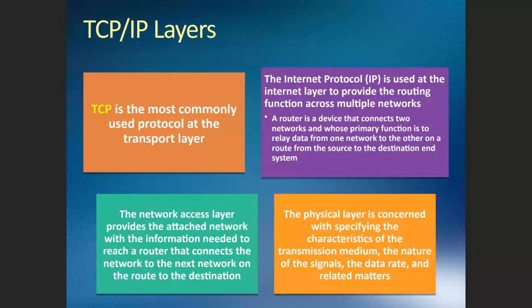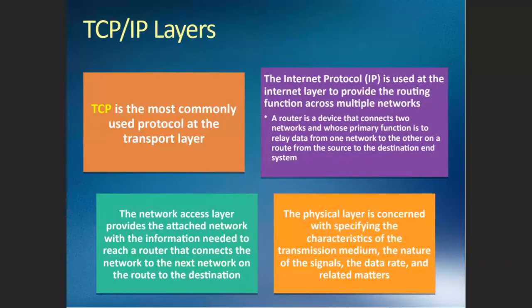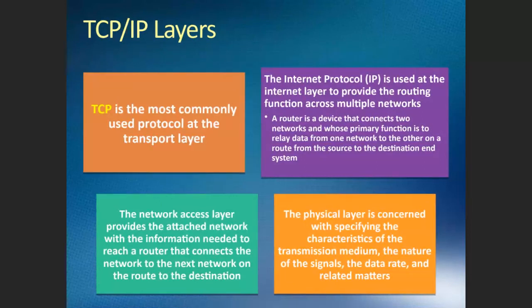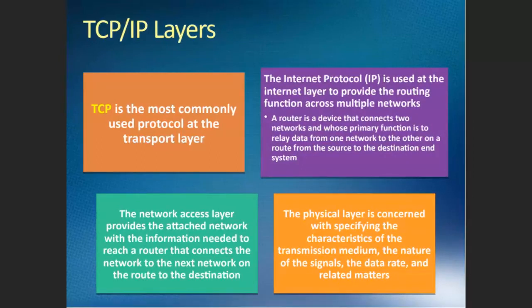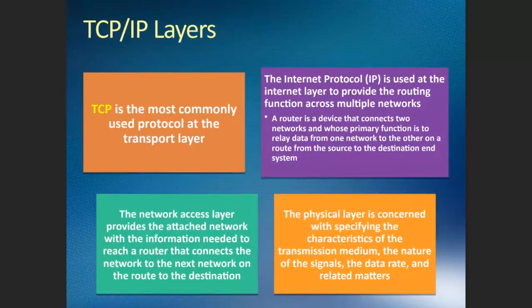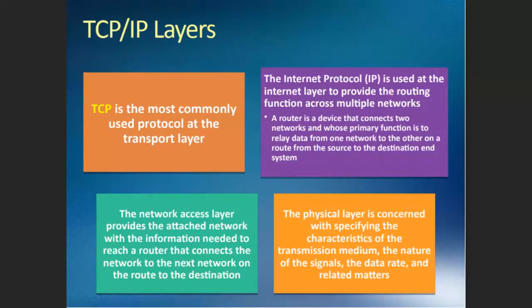One example is TCP. TCP is the most commonly used protocol at the transport layer. IP stands for Internet Protocol, and is used at the internet layer, layer 3, to provide the routing function across multiple networks. One example of a device that uses IP is the router. The router connects 2 networks, and its primary function is to relay data from one network to another. The router will connect multiple networks.